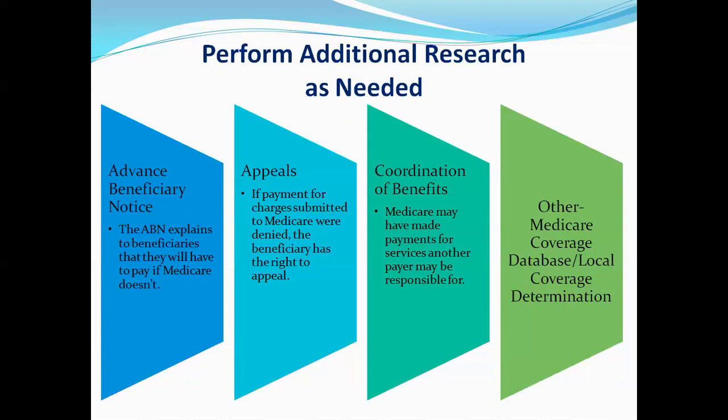So sometimes it requires me to perform additional research. Did they have an advanced beneficiary notice of non-coverage? Is this in appeals, and what level are they in appeal-wise? Is this a coordination of benefits issue? Do they have the wrong dates of service?